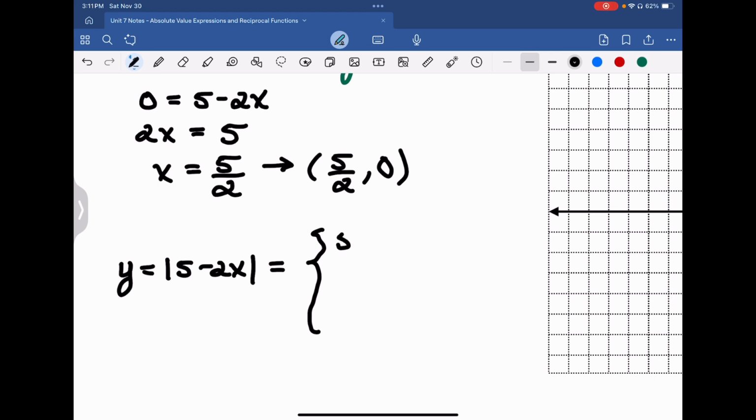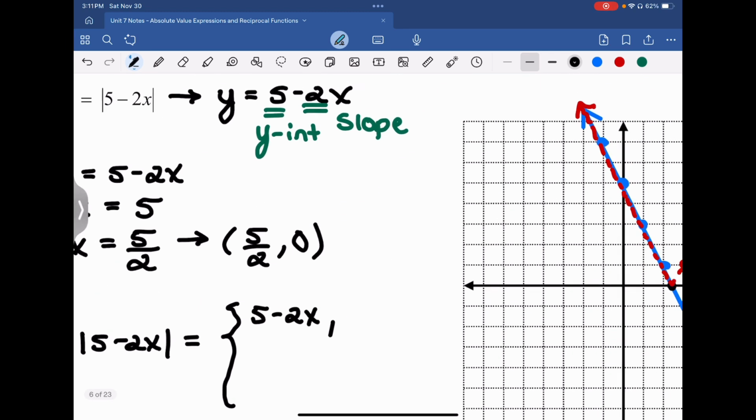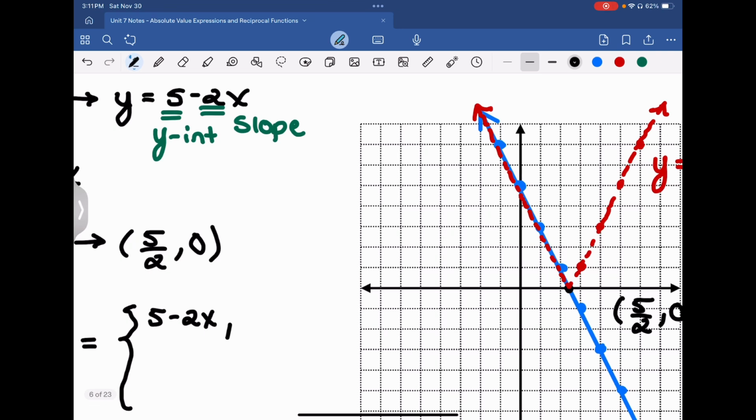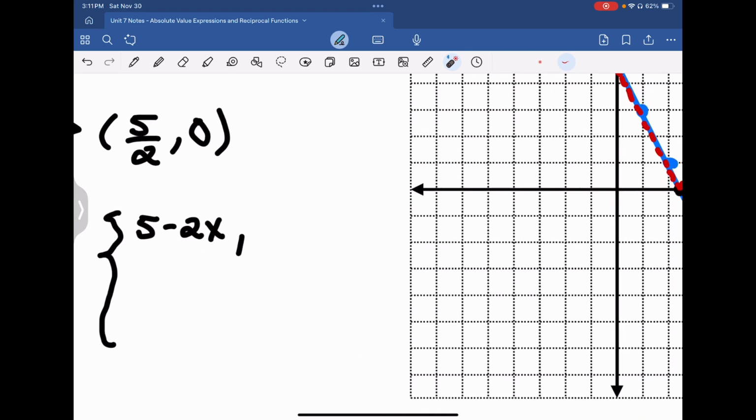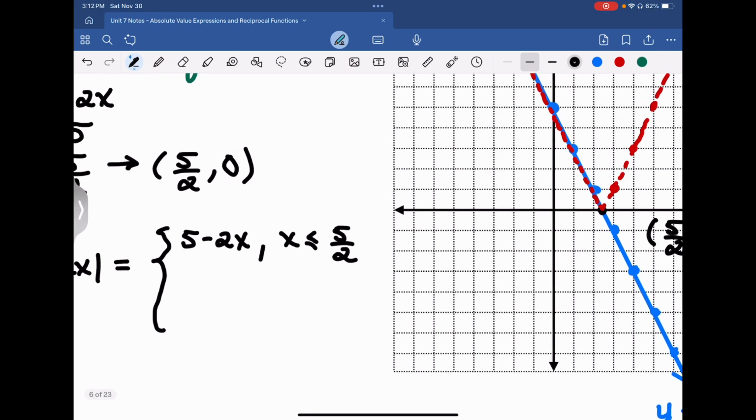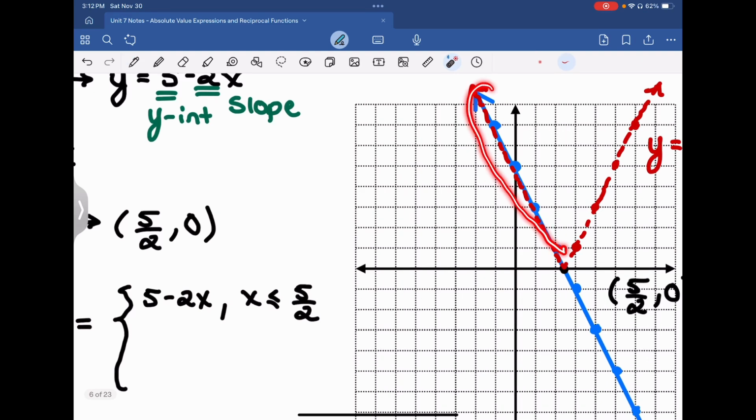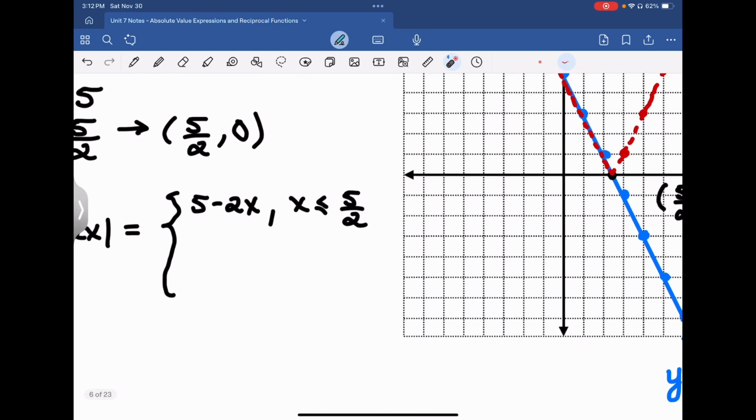The first linear component was the original, 5 minus 2x, which is this negative sloping line, or the negative blue line. This part occurs to the left of the x-intercept, which means we need to write this as x is less than or equal to 5 over 2. Now, again, why does it have that equals in it? Because if it overlaps the original function, we can say it's equal to.